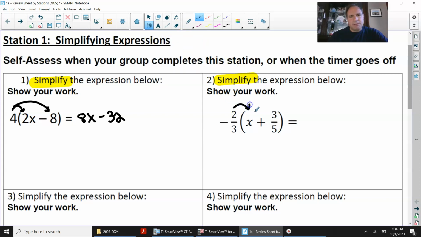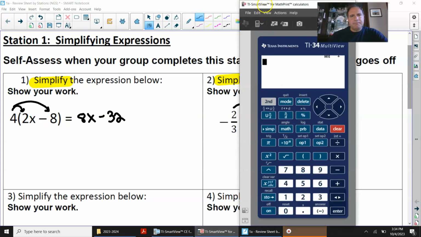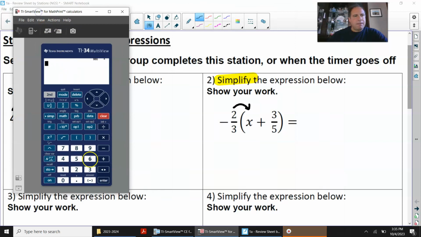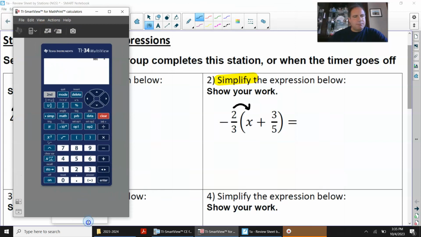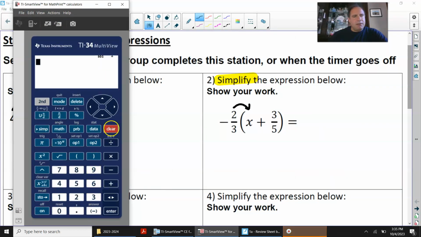And here we go, distributive property. I'm going to grab my calculator and bring it over here. And on your calculator, you see this negative 2/3. I'm going to press the fraction symbol and press negative 2. It does not matter that the negative is on the top with the 2. As long as it's a negative fraction, negative 2/3 times x is negative 2/3 x.